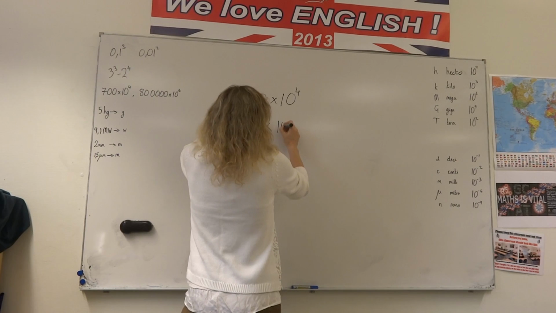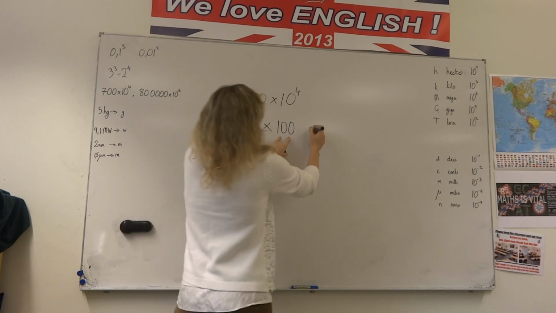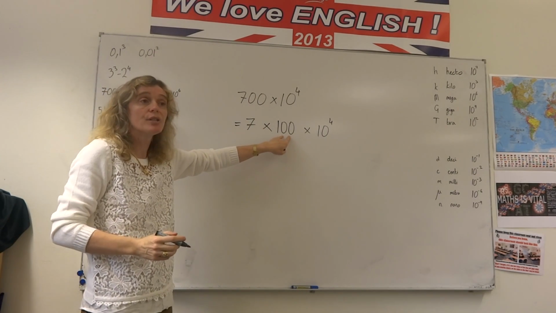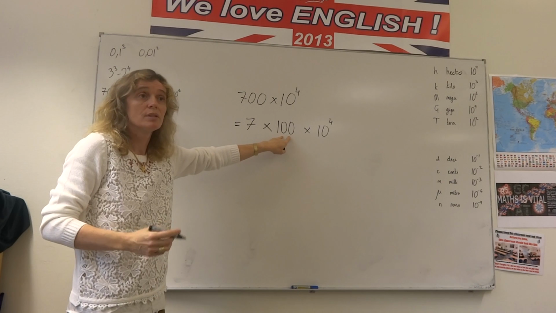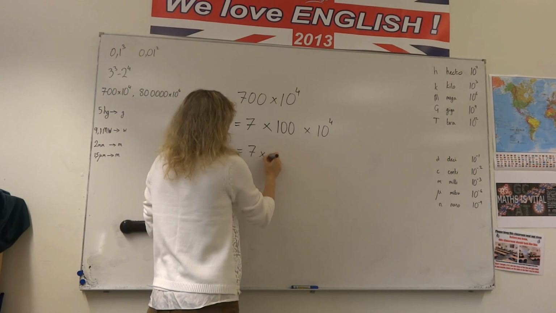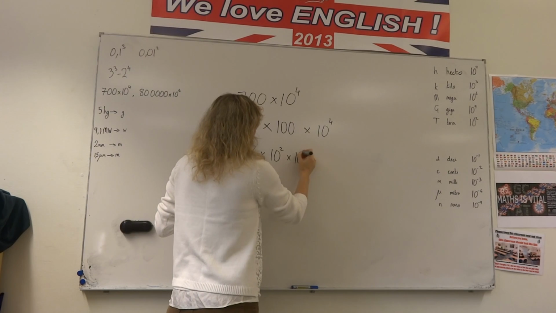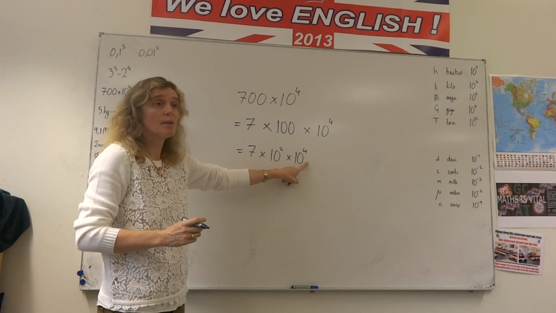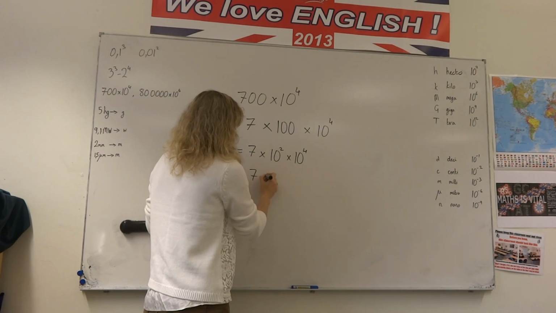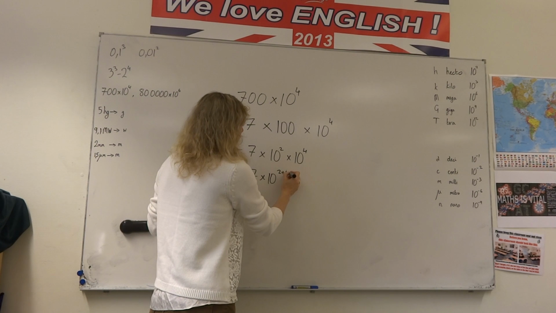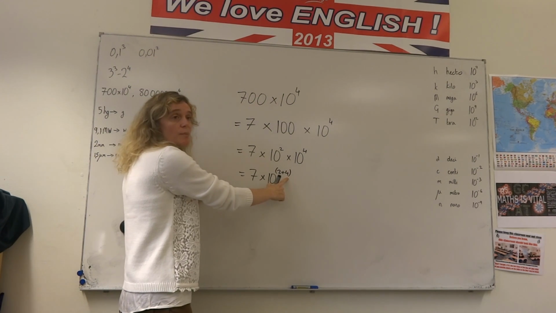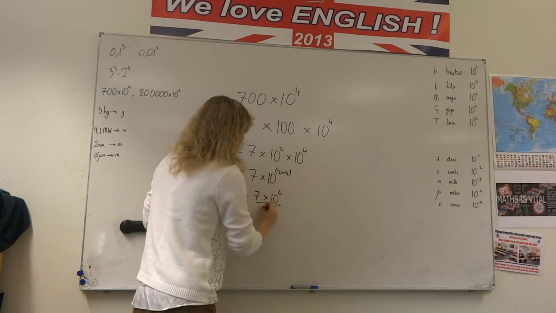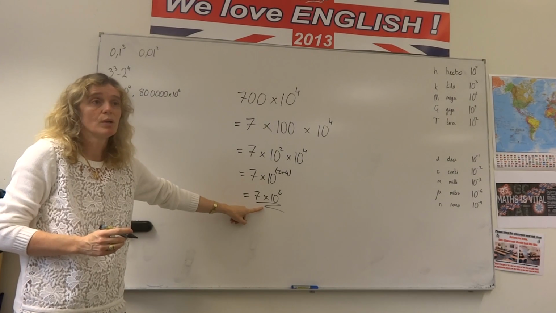700 is just 7 times 100. And keep the 10 to the 4 the same. Now we know that 100 is really the same as 10 to the 2, 10 squared. So we get 7 times 10 squared times 10 to the 4. 10 squared times 10 to the 4 is the same as 7 times 10 to the power of 2 plus 4. 7 times 10 to the power 6. Giving us 7 times 10 to the power 6. This now is in Grundpotens form.